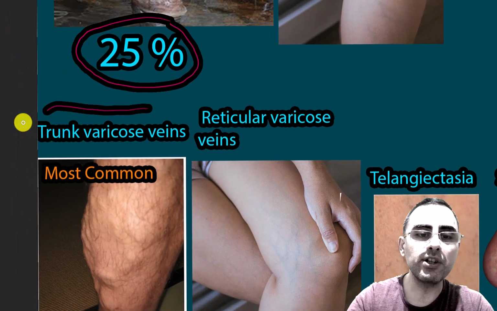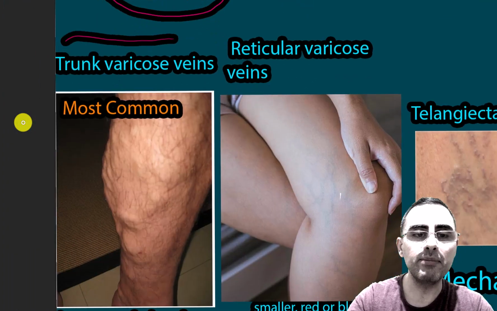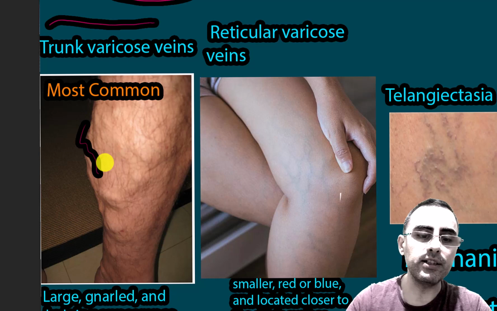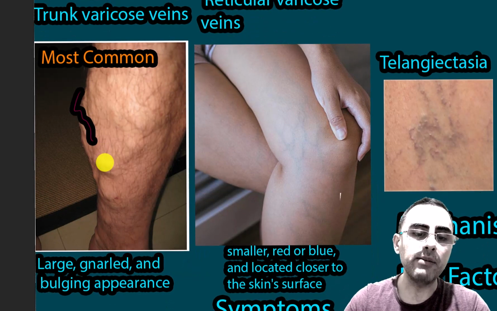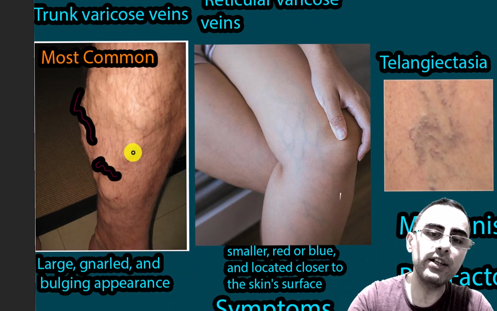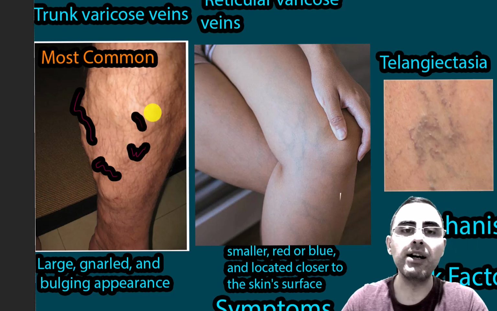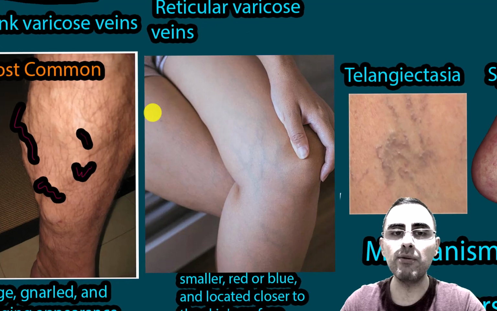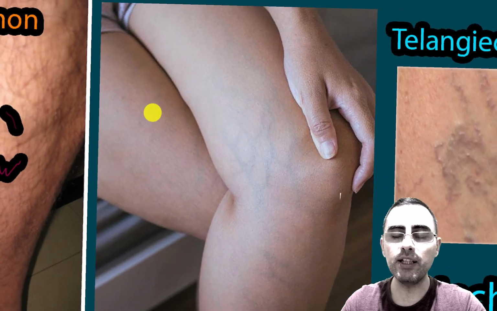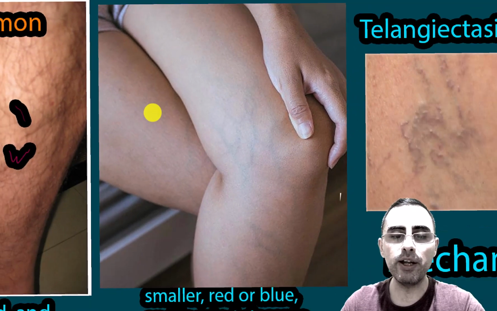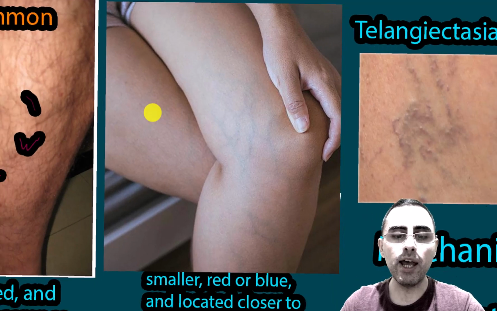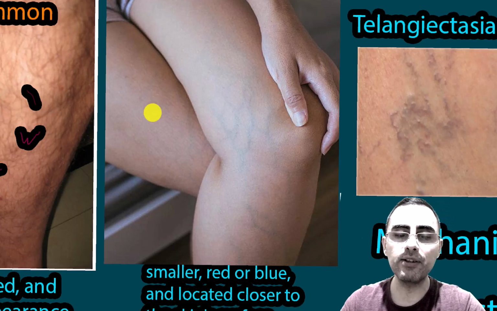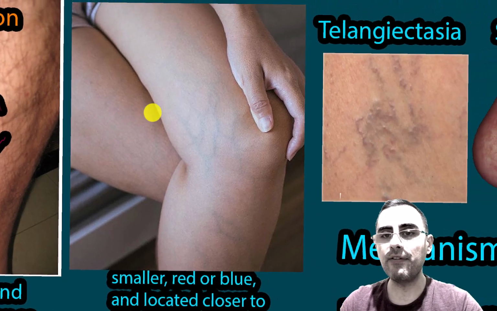The first and most common type is trunk varicose veins. You can see in the picture here, it's a large, enlarged, and bulging appearance of veins on the leg. It's trunk varicose veins. The second type is reticular varicose veins. You can see they are much smaller, red or blue, and located closer to the skin. It's just underlying the skin surface.